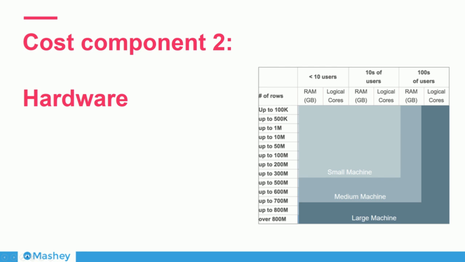Now the image here is kind of an arbitrary example, but it really depends on the vendor what size that machine should be for small, medium, and large, depending on those two variables. But obviously, the vendor should help you with speccing that out. Or if you work with Mashey, then obviously we could help you with that as well.